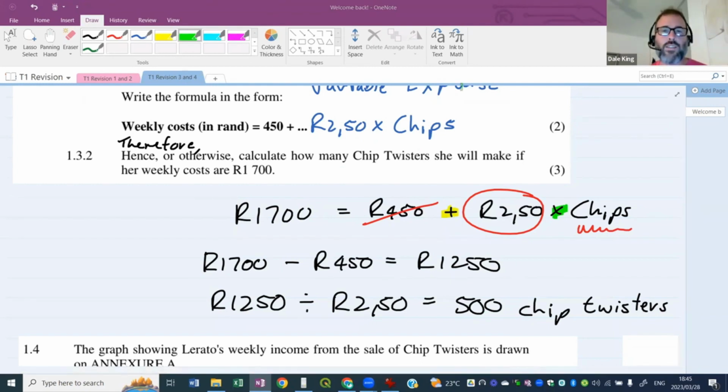Chips twister, yes. Ship sister. All right, you're getting confused here.